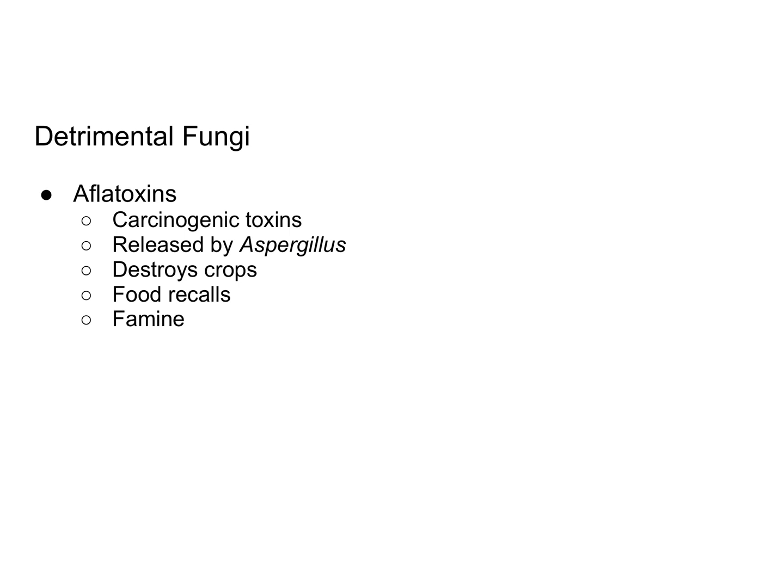Another way that fungi are detrimental is through the release of toxins. So there's a type of fungi called Aspergillus, and it releases the aflatoxins. And these aflatoxins can be carcinogenic. Carcinogenic just means that it can cause cancer. So Aspergillus can be dangerous because it destroys crops, so it can lead to hunger and famine. And it can lead to food recalls because if someone eats food that is contaminated with these aflatoxins, it can cause serious health problems.